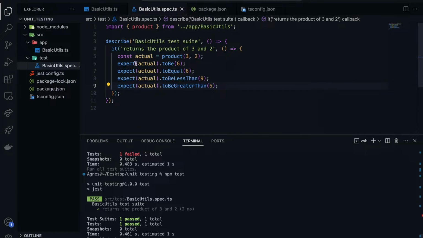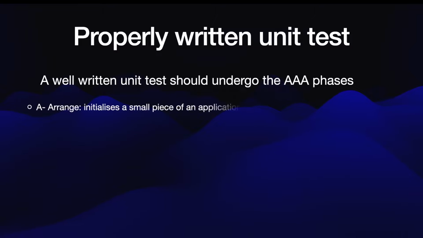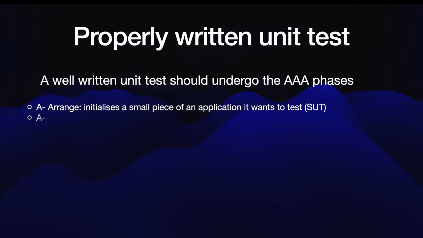All right. And now, guys, if you look at this, the test is difficult to understand. It has a lot of things. This is not a good way to write your test, because a good test should actually follow some structure. So let's look at the structure of a properly written unit test. A well-written unit test should undergo 3 different phases, which are the AAA phases. The first one is arrange, which is to initialize a small piece of an application, that is, initialize the system under test. And the second one is to act.